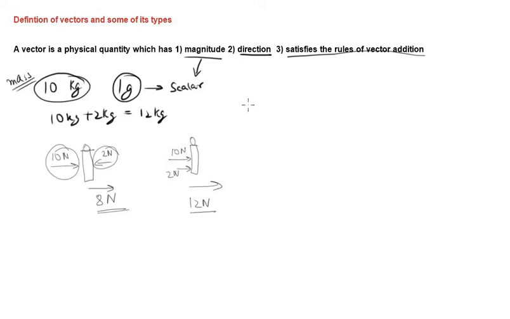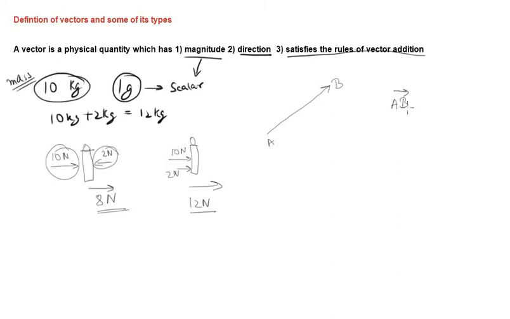Okay, now let us see how we can represent a vector. So a vector is represented by an arrow. This arrow has a tail, which is A, and a head, which is B. And we can name this vector and we can symbolically represent it as AB with a vector sign, right? So this is a representation of a vector.